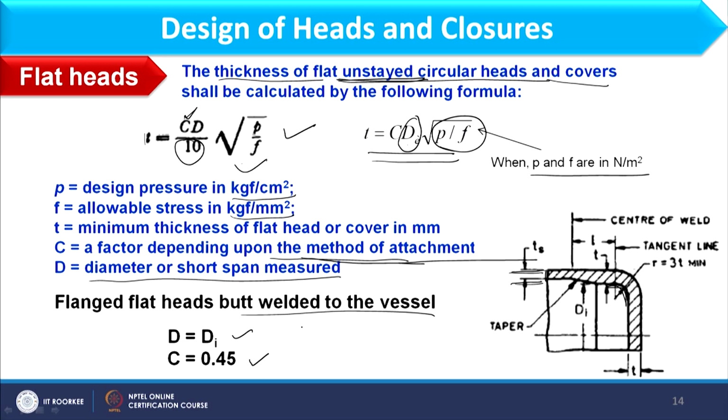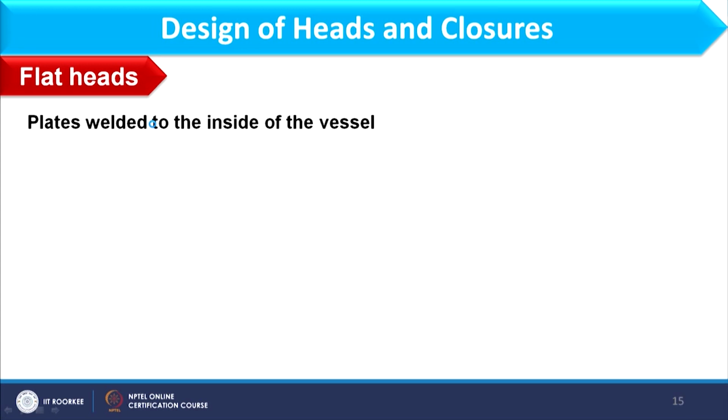So, when we have a flanged flat head butt welded to the vessel, we can consider C and D in this way, and then we can put these values in this expression to calculate the value of thickness. Now, further we have another connection, and that is plates welded to the inside of the vessel. So, how does it look?